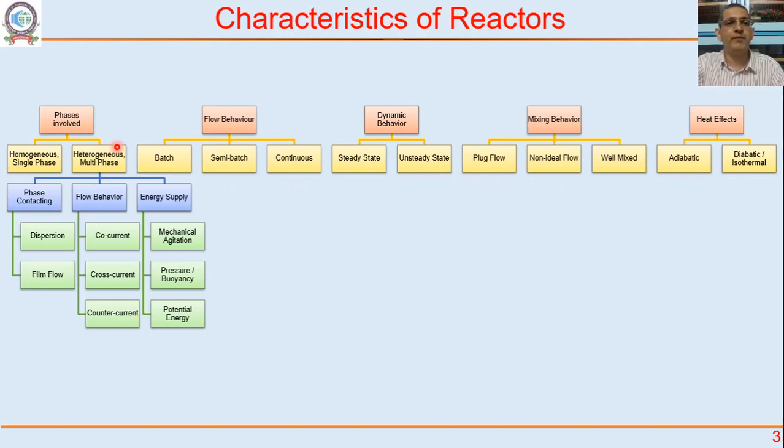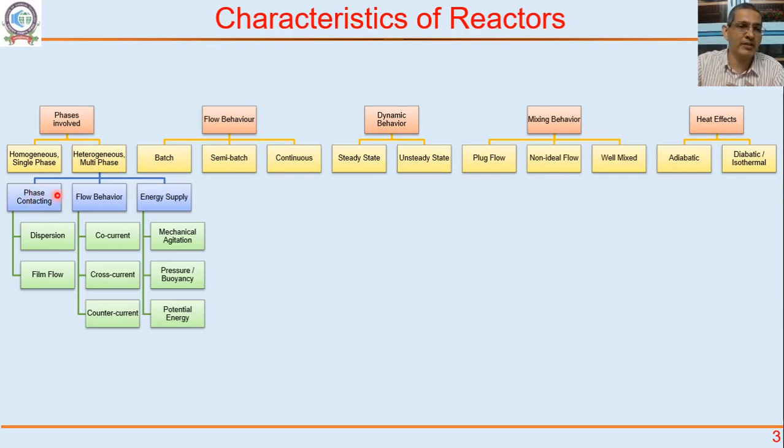So when we say multiple phases or heterogeneous, what we mean is there is a gas and a liquid, or a liquid and a solid, or a gas and a solid, or a liquid and liquid, aqueous and organic. So this is what we mean by heterogeneous. Under heterogeneous, you can think about different categories, right? You can think about how these phases come together, how gas and liquid come together.